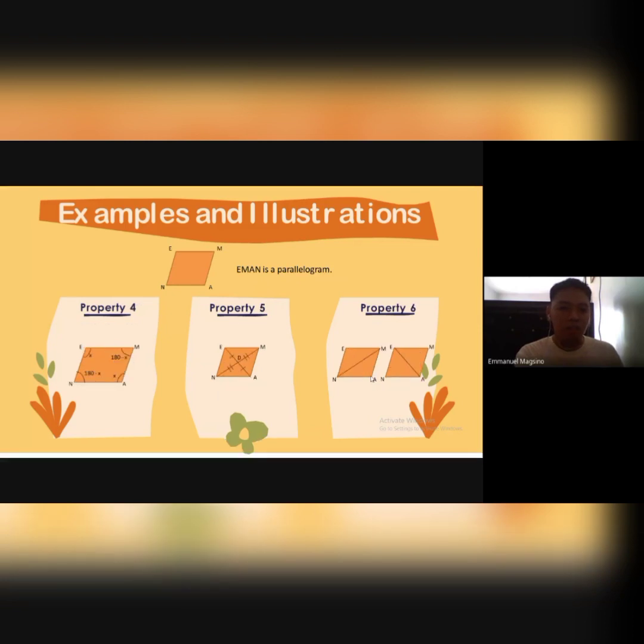Okay. Next, property number 4. So, we have consecutive angles are supplementary. So, ano ba yung tinatawag na consecutive angles? Pag sinabi natin consecutive angles, ito po yung angles na magkakasunod. So, ito, angle E tsaka angle M. So, magkasunod po sila. Angle M and angle A, yan, magkasunod. Angle A and angle N, yan, magkasunod din. Angle N and angle E, magkasunod po.